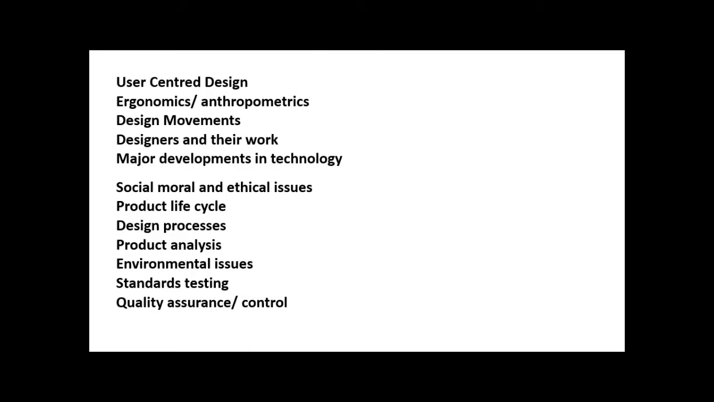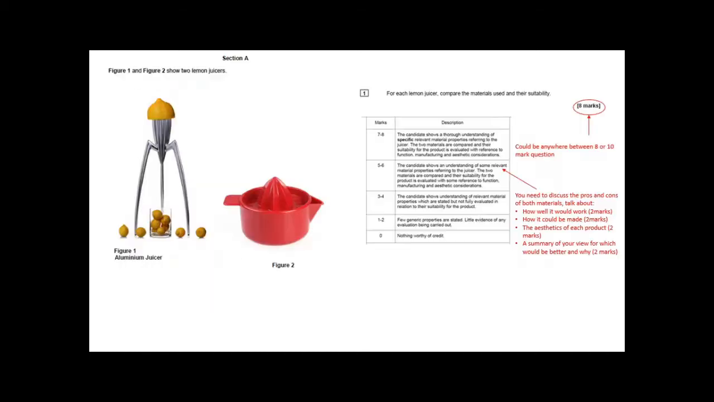And the topics that can come up on paper two are things around user-centered design, ergonomics, anthropometrics, design movements, designers and their work, major developments in technology, social, moral, ethical issues, product life cycle, design processes, product analysis, environmental issues, standards testing and quality control, quality assurance, and again 15% of it will be maths as well.